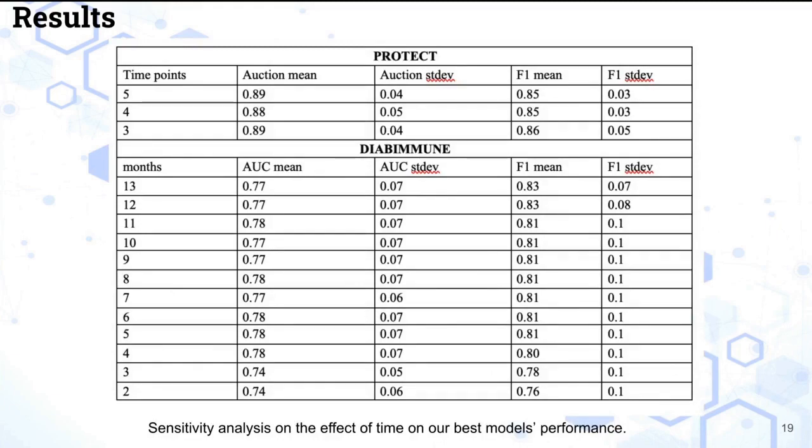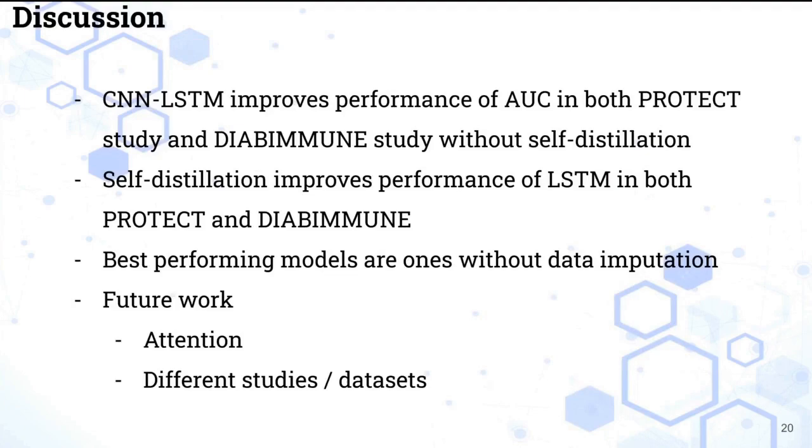We carried out the sensitivity analysis on the different time points. There is no difference in the PROTECT study, but there is a difference in the DIPIMMUNE study. If the number of time points seen is less than 4, it affects the performance of the network. CNN-LSTM was able to improve the performance of AUC in both PROTECT and DIPIMMUNE study without self-distillation, but self-distillation is able to improve the performance in both LSTM and CNN-LSTM in both the studies in our evaluation. We tried transfer learning, but there's no significant improvement, and data imputation has no significant improvement as well.